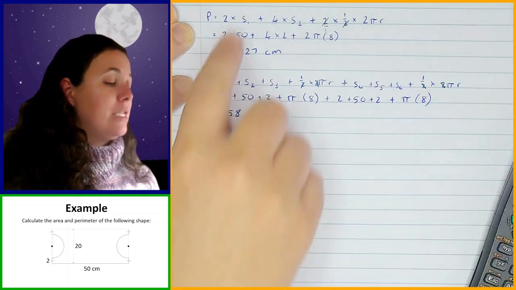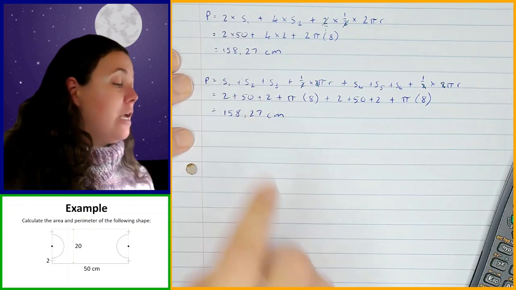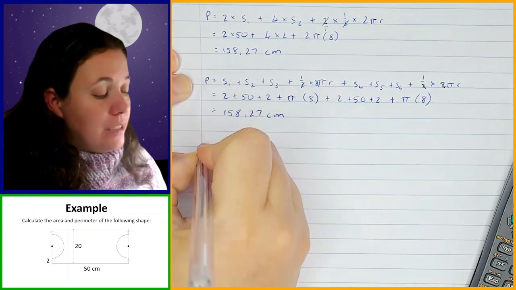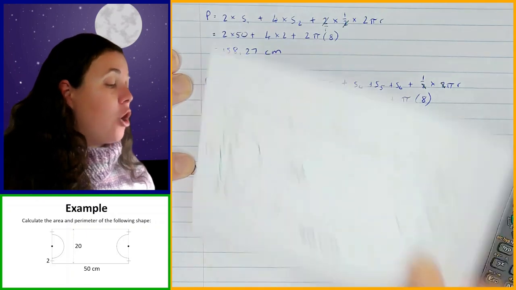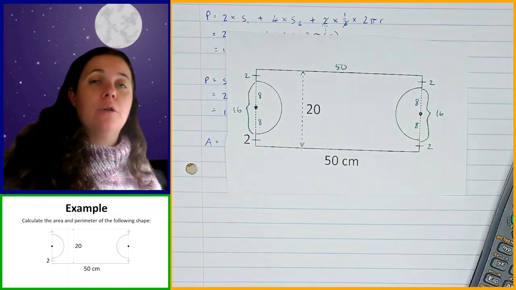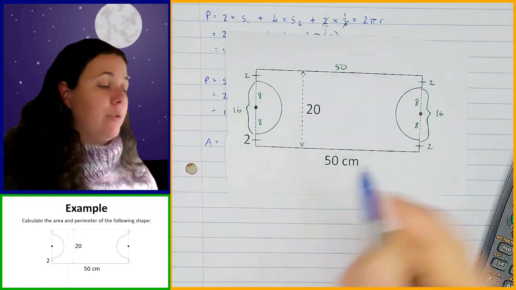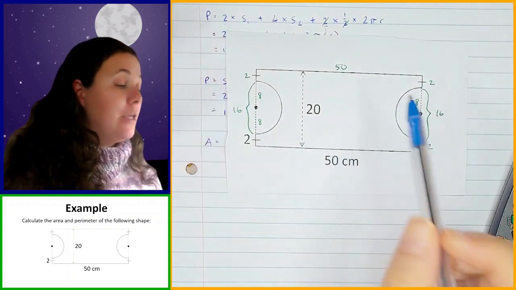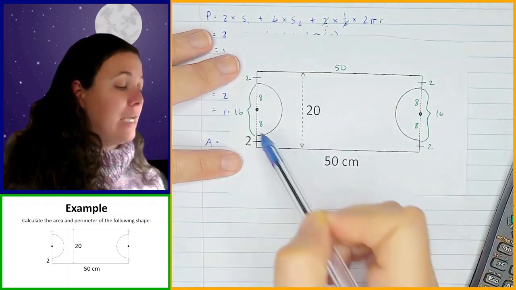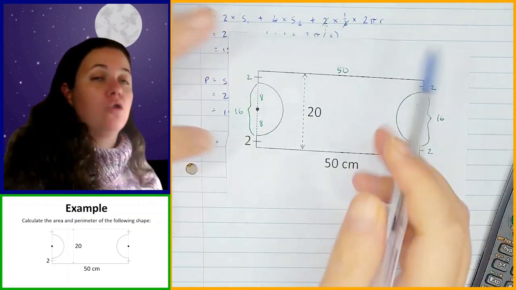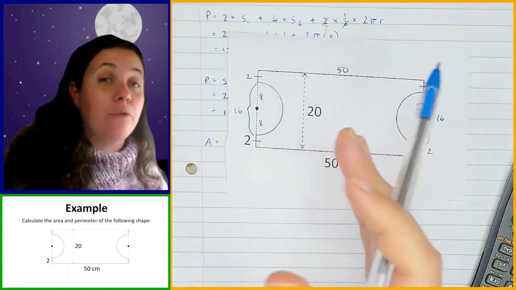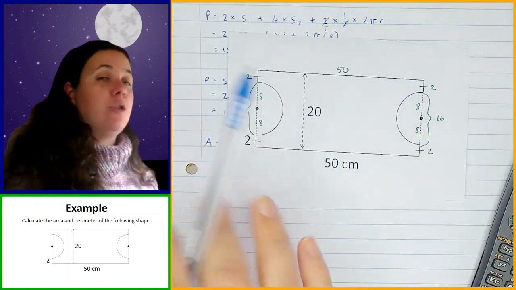Okay, so that's the two methods of working out the perimeter. Now, the area. In this case, I can't work out three different things and add them together, because that's not how the shape is made up. This shape is made up of a rectangle that has had two half circles cut out of it, and there's no other way of doing it. So I'm not going to be doing two options for this.